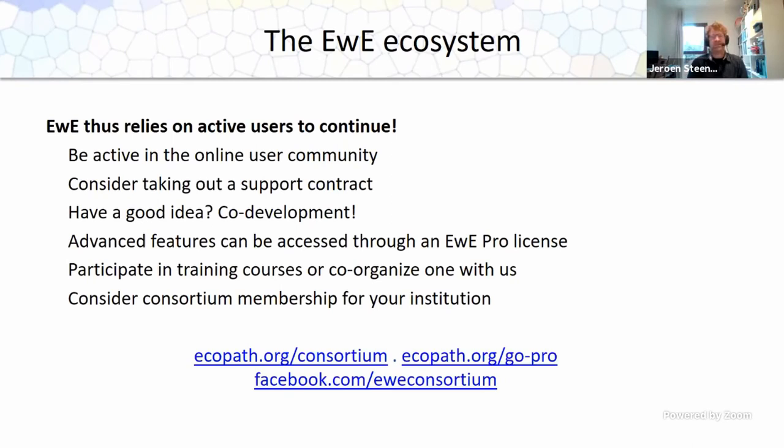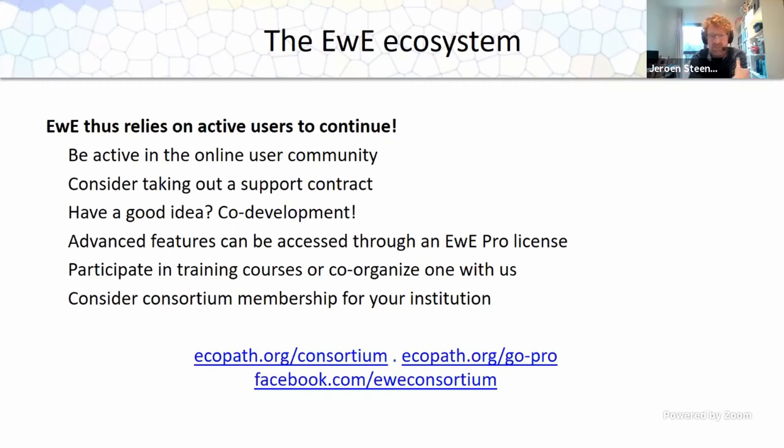So there's various ways you can do that. There's an online community, we've got the Slack channel, and there's also user forums that you can participate in. If you use Ecopath, consider taking out a support contract. That helps a lot. That means you get one-on-one time with people from the core team to help you out if you have a bottleneck in applying the tool. That could be very useful.